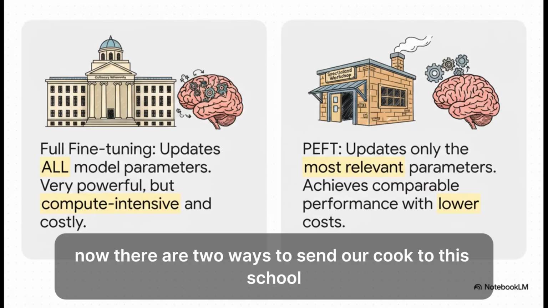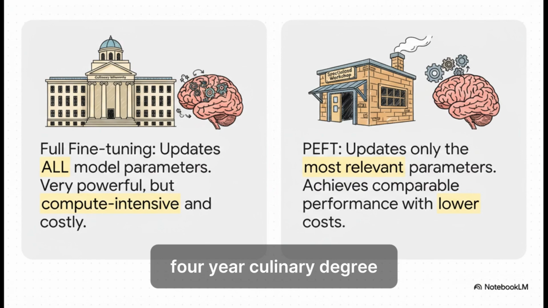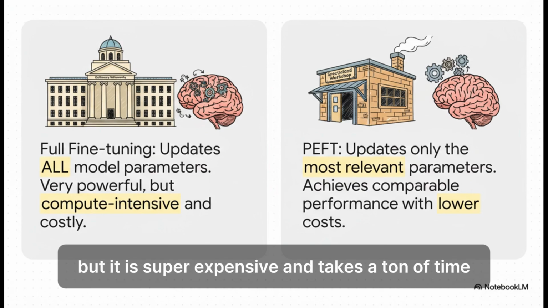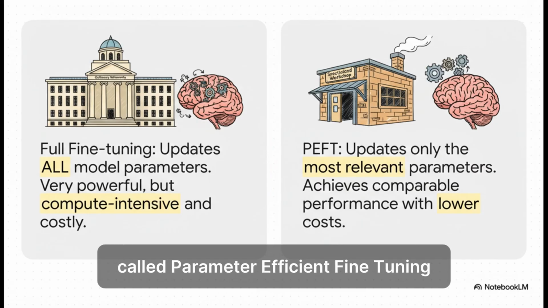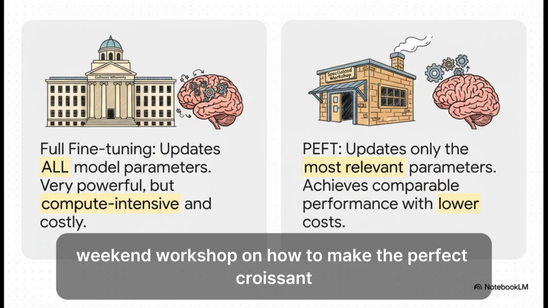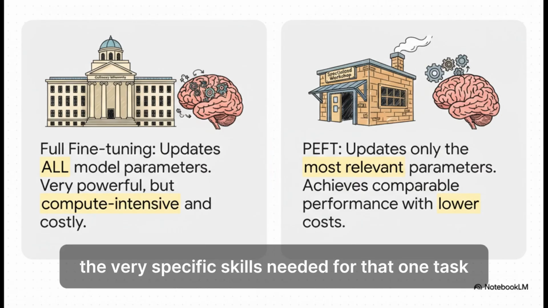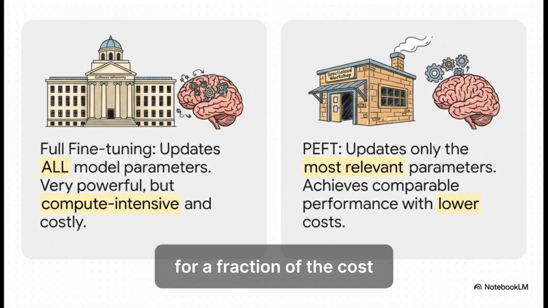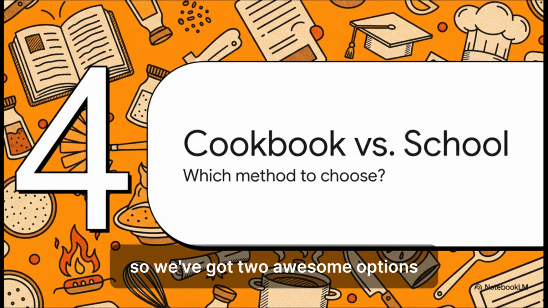Now, there are 2 ways to send our cook to this school. Full fine-tuning is like the full-blown 4-year culinary degree. It's incredibly powerful, but it is super expensive and takes a ton of time. But there's a much smarter way called parameter-efficient fine-tuning, or PEFT. Think of this like a focused weekend workshop on how to make the perfect croissant. It only updates the very specific skills needed for that one task, giving you expert-level results for a fraction of the cost and time.